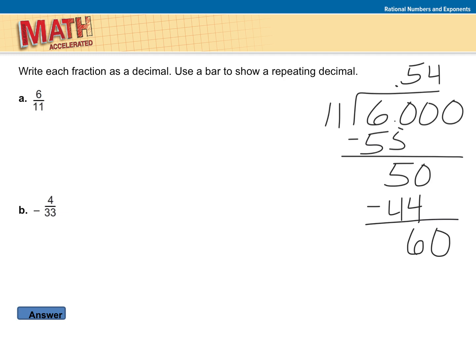Why is it going to repeat? You're going to get the same answer. You notice how we had 60 to start here? And now we have 60 again. So what's going to continue repeating? 54. So how do I write that as an answer? 0.54 with a bar on top, right? So once you see that pattern, you can stop and use the repeating symbol. Okay, go ahead and try B.